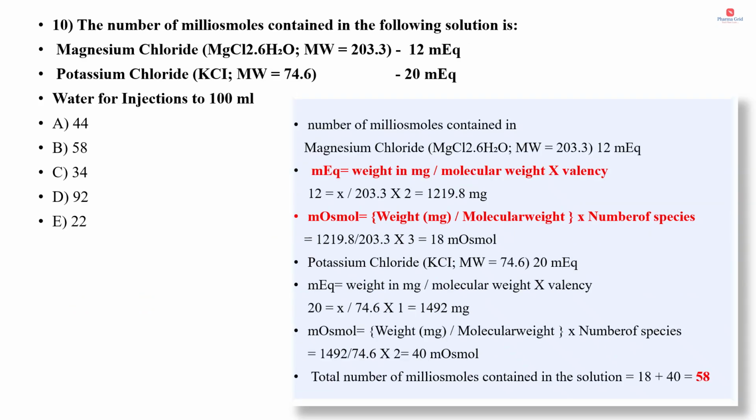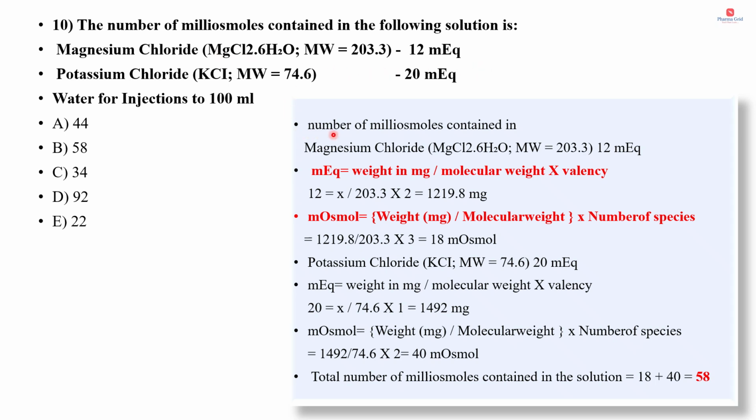So the next question: the number of milliosmoles contained in the following solution is magnesium chloride, molecular weight 203.3, 12 milliequivalent, potassium chloride, molecular weight 74.6, 20 milliequivalent, water for injections to 100 ml. So here we need to calculate the number of milliosmoles. But one twist is here that the weight is given in milliequivalents, okay, not in grams.